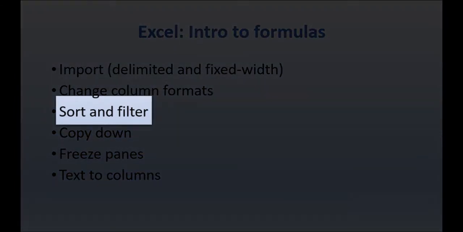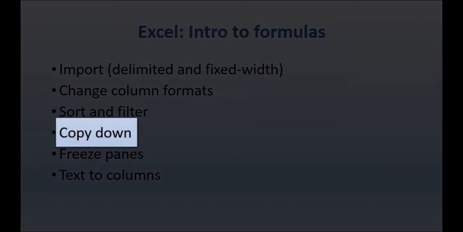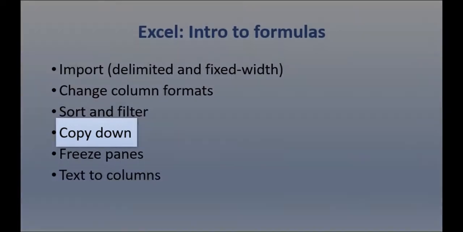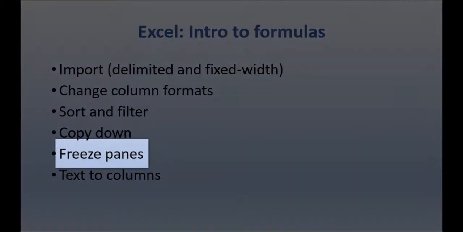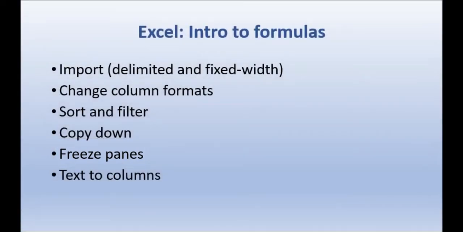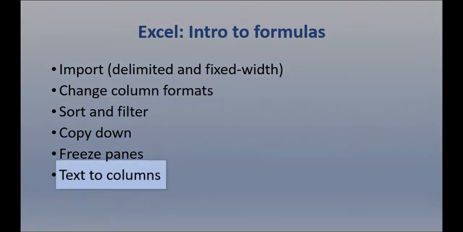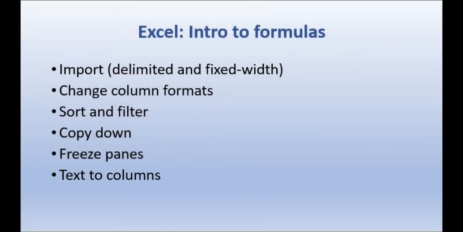Of course, we've been sorting and filtering ever since day one with Excel, and learned that little magic box on the right hand side where you can copy it down if it doesn't copy down automatically, or copy across for that matter. Freeze panes to keep a specific row or column frozen as you work with the data, and also text to columns, that nifty little tool that'll help break up one column into multiple columns, and it lets you choose if it's delimited or fixed width, just like when you did importing the data.